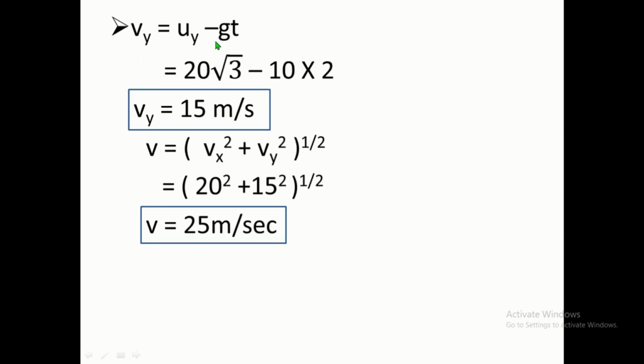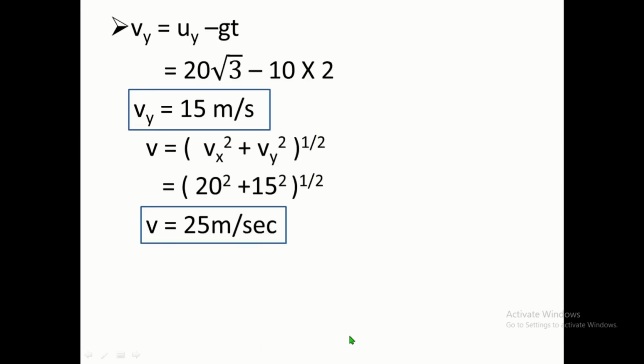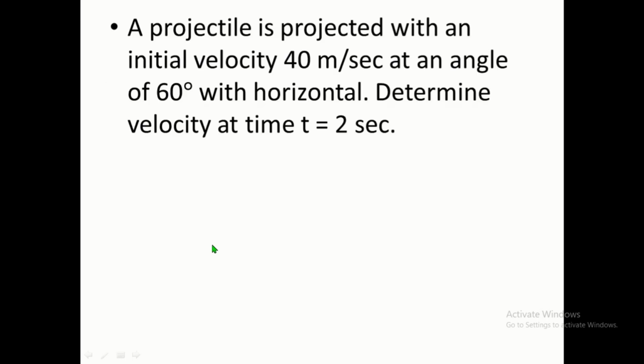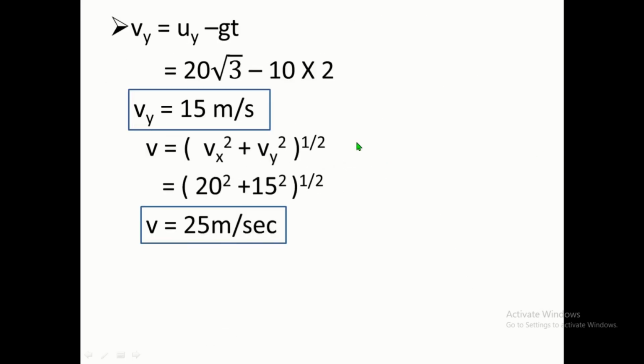This is the initial velocity, but we need to find the final velocity. Therefore, Vy is equal to Uy minus g t, which is 20 root 3 minus 10 into 2, approximately equal to 15 meter per second. The horizontal component always remains constant, u cos alpha, that is 40 cos 60 degree, equal to 20 meter per second. Therefore, Vx is equal to 20 meter per second. Therefore, V is equal to under root Vx square plus Vy square, which is 20 square plus 15 square, equal to 25 meters per second. Therefore, the velocity at time t equal to 2 seconds is 25 meter per second.